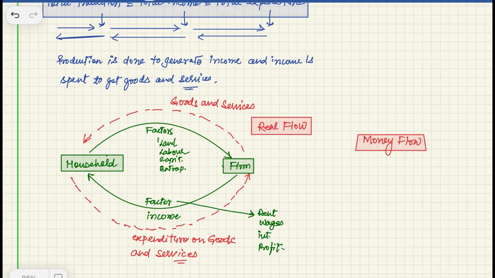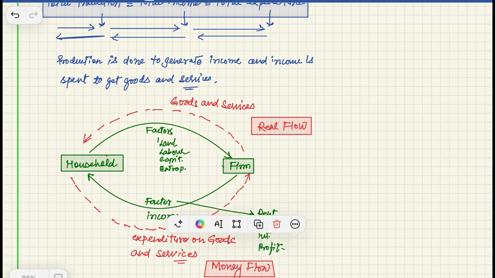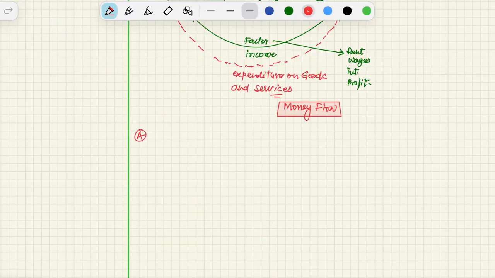And factor income is coming from firm to household, and whatever income is received by the household is spent on the goods and services produced by the firm. That is called the money flow. So this factor income flow and expenditure on goods and services together come under the money flow concept.